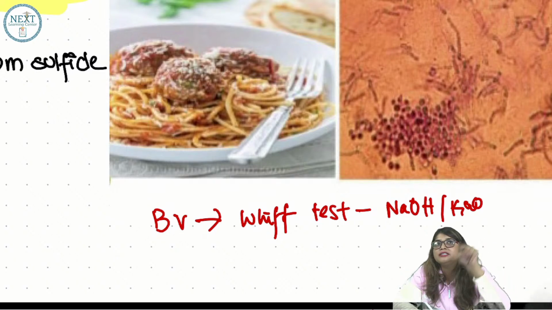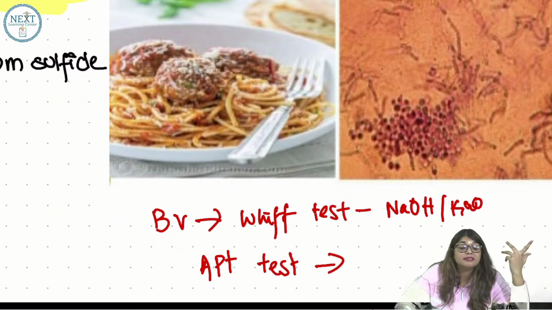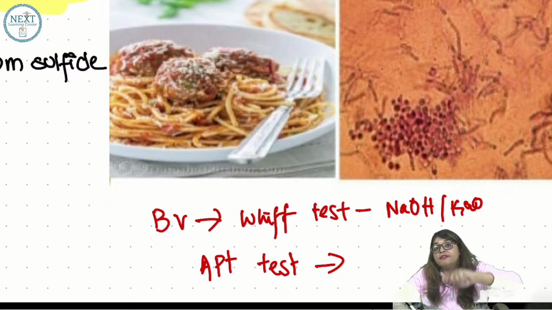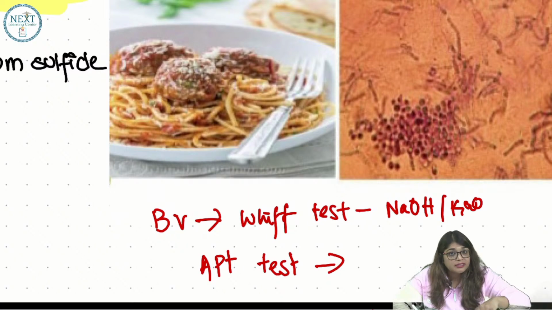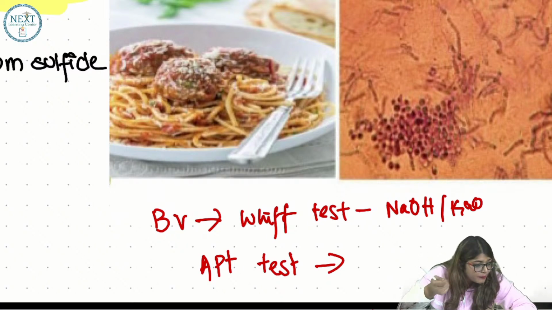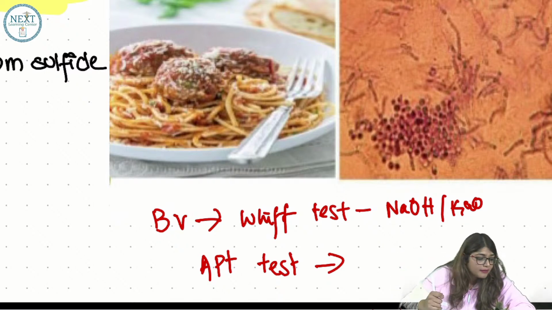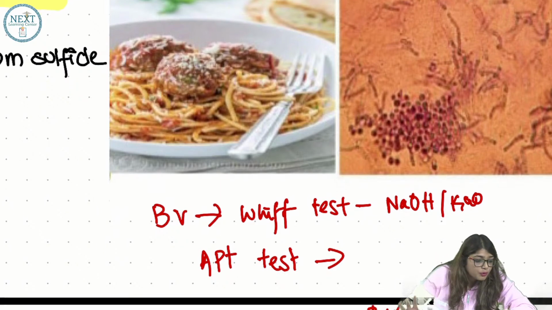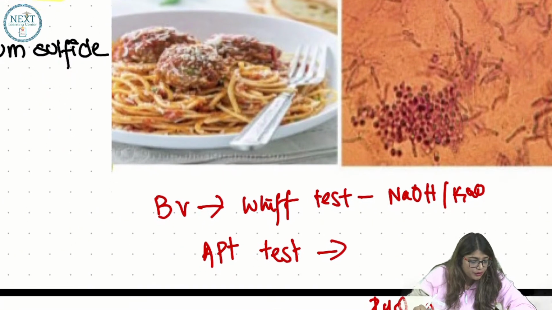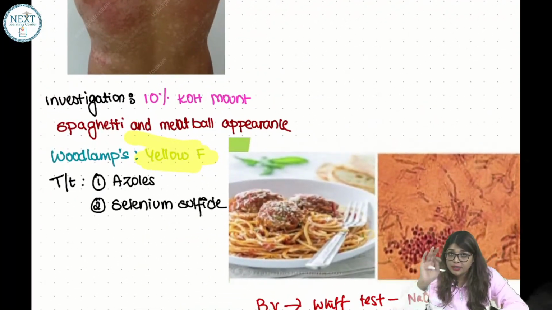Then, KOH is also used somewhere else. Where? The Apt test. Do you remember this? This is a topic of OB-GYN. It is a qualitative test. You put the blood of the fetus in the solution and it does not change color. It is resistant. So with everything, we should try to integrate other subjects and learn, right? I hope you remember it. Very good. So this is your spaghetti and meatball appearance on KOH mount.